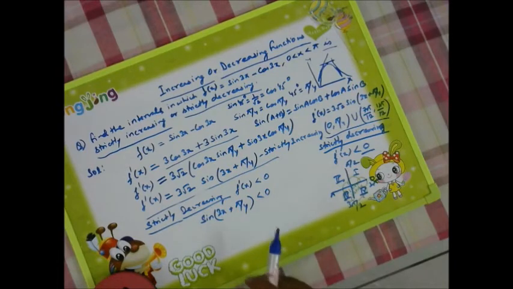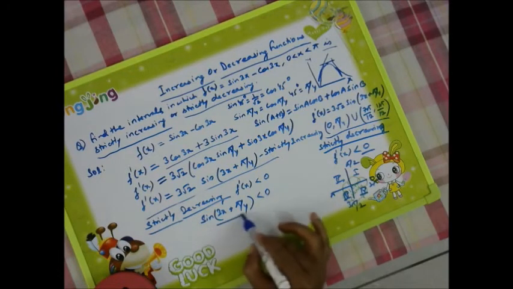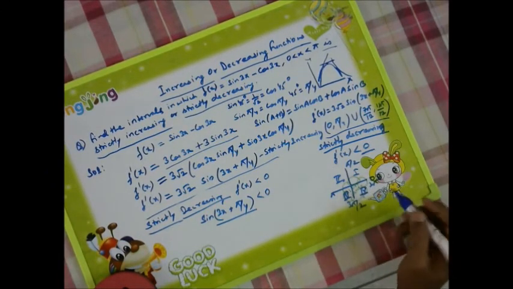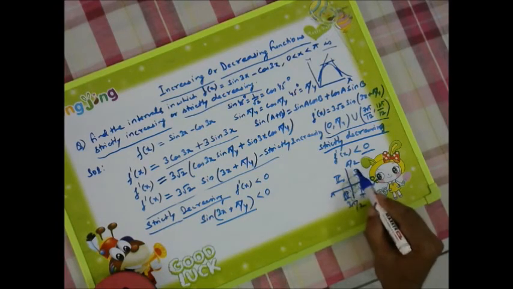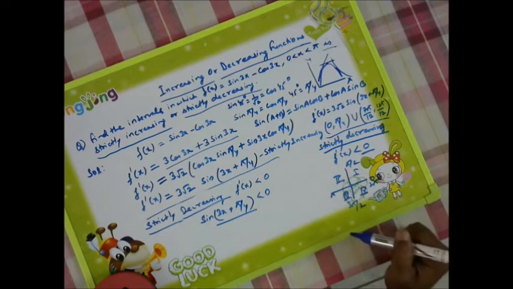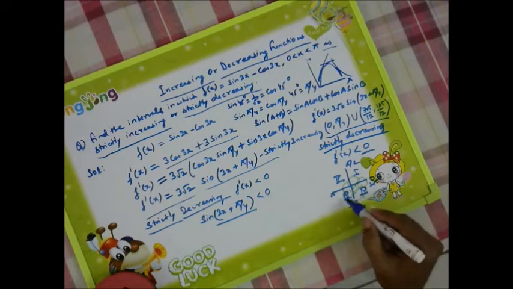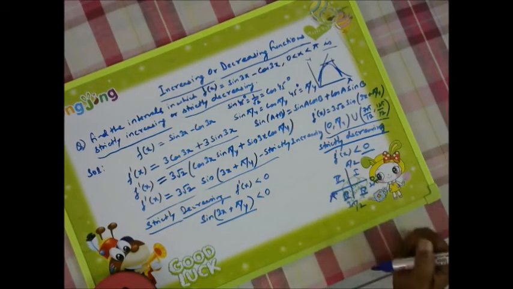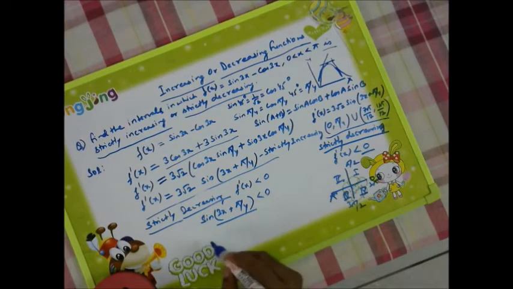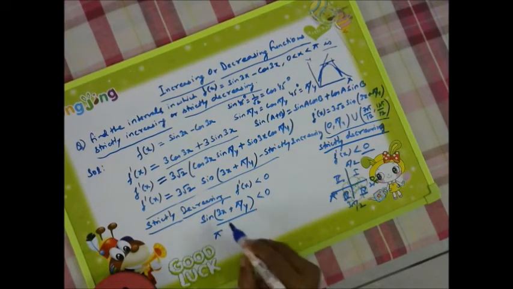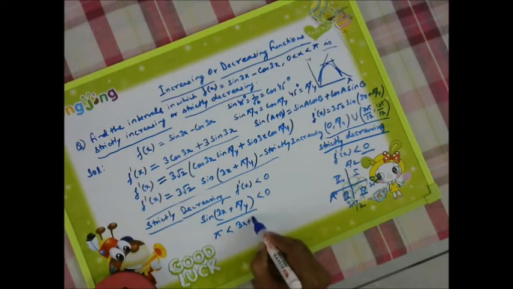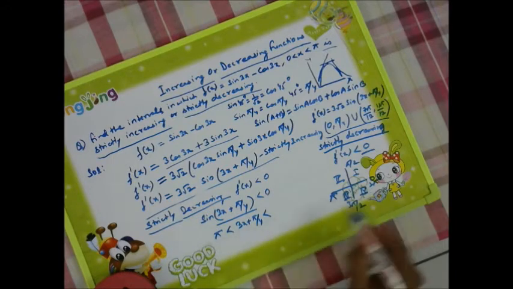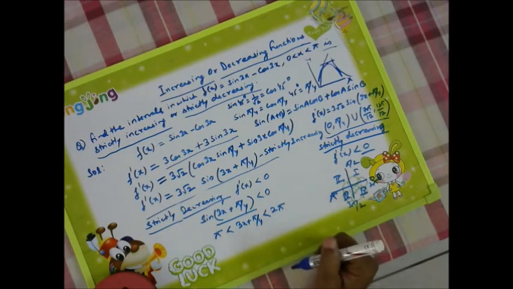Now for this particular angle, in the quadrants we find that in the first and second quadrant, sine is positive. Sine is negative in the third and fourth quadrant, means between pi to 2 pi. So this angle 3x plus pi by 4 will be less than 0 between pi and 2 pi.